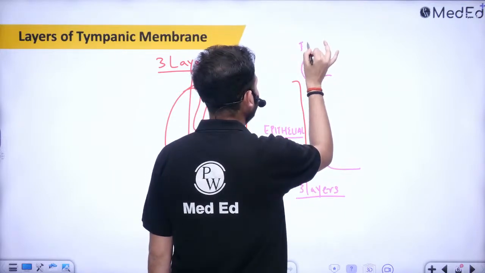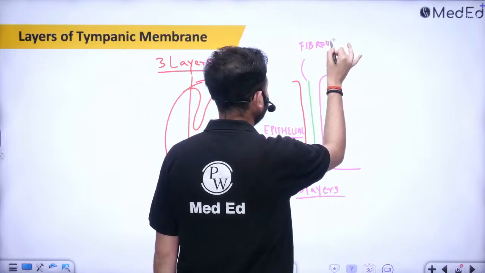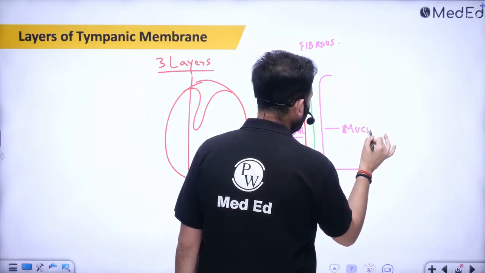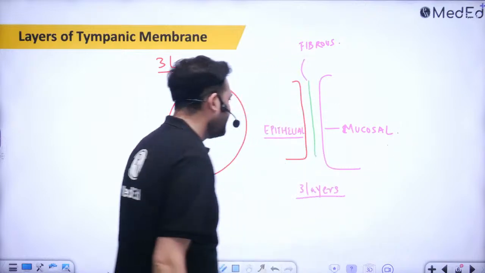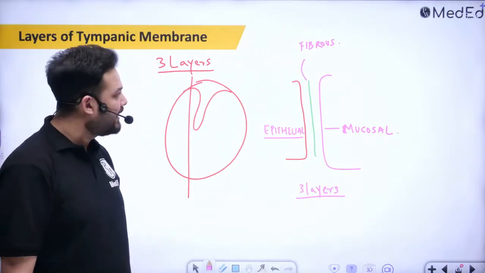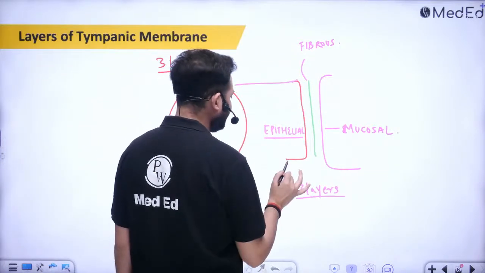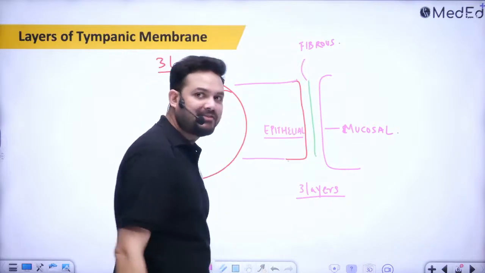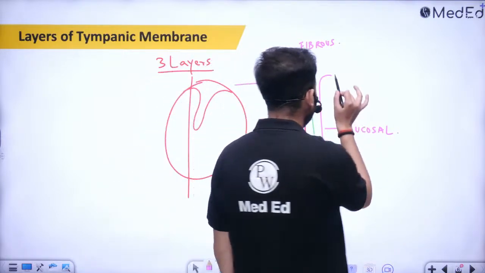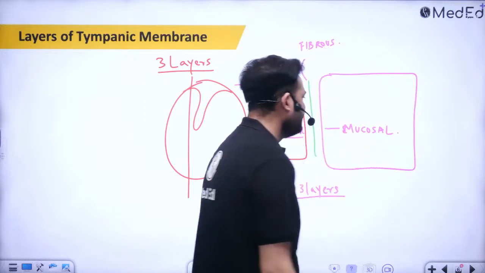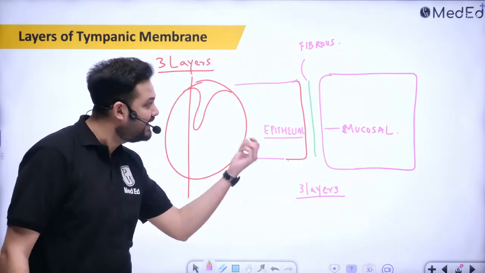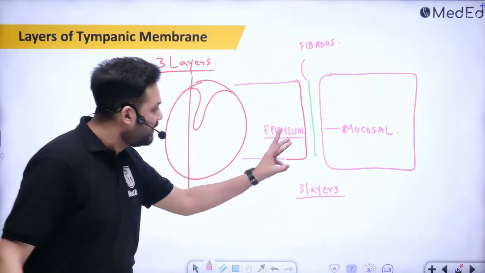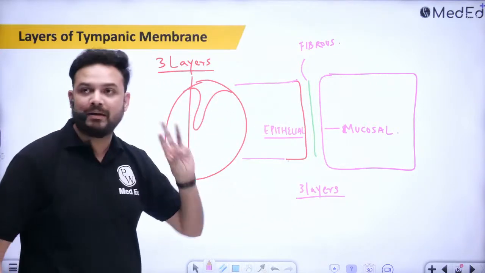Center layer is called the fibrous layer. And the innermost layer is called the mucosal layer. यानी कि tympanic membrane की 3 लेयर होती हैं. एक लेयर होती है external auditory canal की तरफ, which is called the epithelial layer. एक इनके बीच में होती है, which is called the fibrous layer. और एक होती है towards the middle ear compartment, and this is called the mucosal layer. Okay? These are the 3 layers of my tympanic membrane. All the 3 layers are present in your tympanic membrane. Middle fibrous, inner mucosal, outer epithelial.